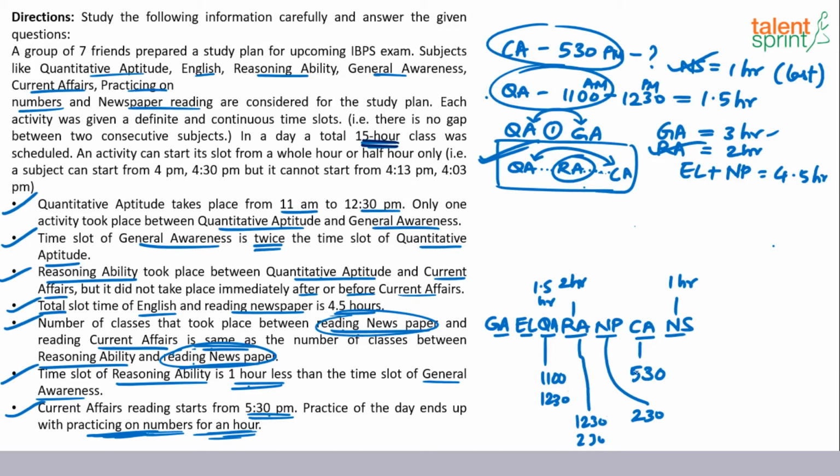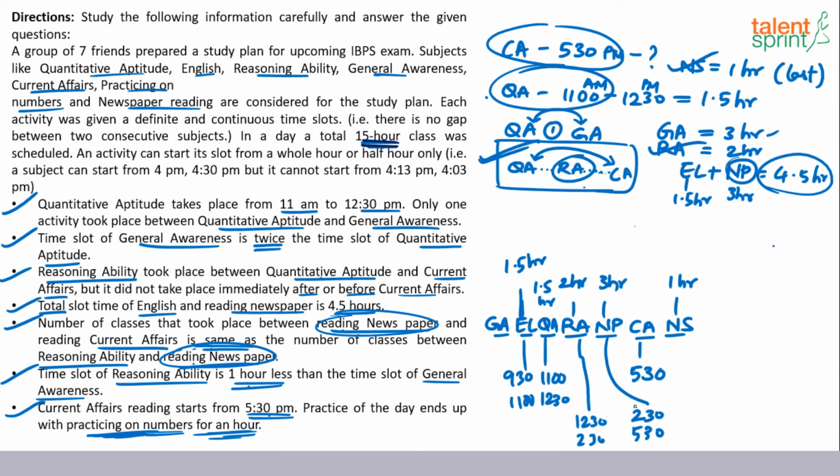Now you see, newspaper reading started at 2:30. It is going on till 5:30. How do I know it goes on till 5:30? Because the next subject is current affairs, which is starting at 5:30. So it's obvious that newspaper reading took 2:30 to 5:30, which is 3 hours. Now try and understand, if newspaper reading is taking 3 hours, English language should take 1.5 hours because the total is 4.5 hours. So English language took 1.5 hours. And now I know that English language ends at 11, because quant started at 11. So if English ends at 11, it started at what time? 9:30. 9:30 to 11 is 1.5 hours. Right?